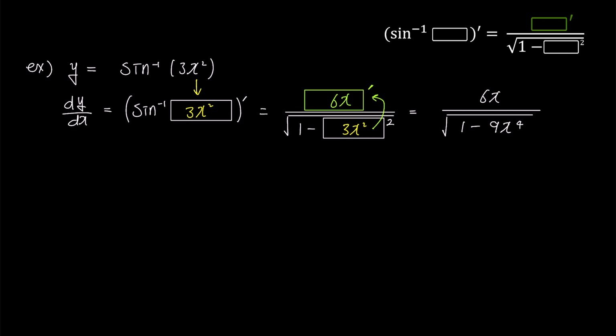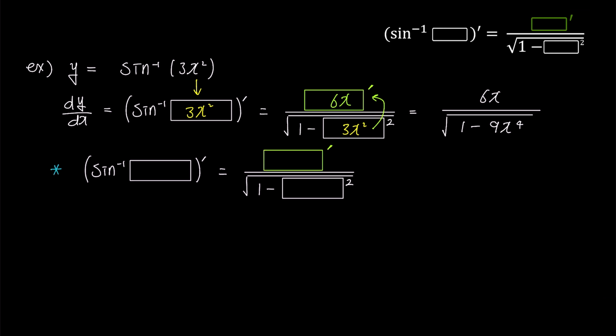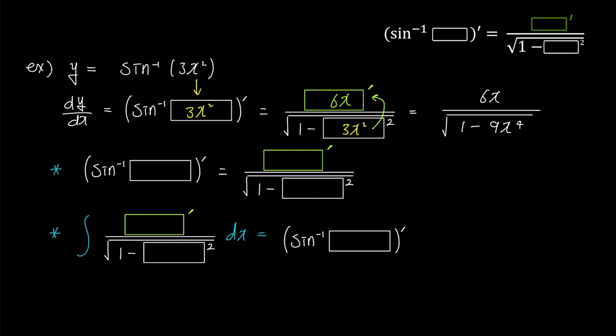We have found the answer in just one line. Let's summarize again. The derivative of the inverse sine box is box prime over square root 1 minus box squared. In other words, if we integrate box prime over square root 1 minus box squared, we'll get inverse sine box plus c. In our problem, the white box contained 3x squared, so its derivative of 6x goes in the box prime, and we can easily integrate by putting 3x squared in the right box.